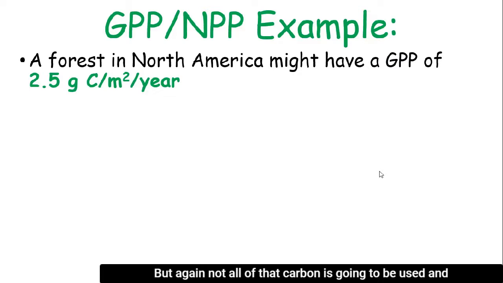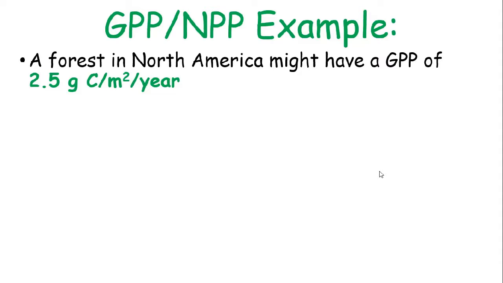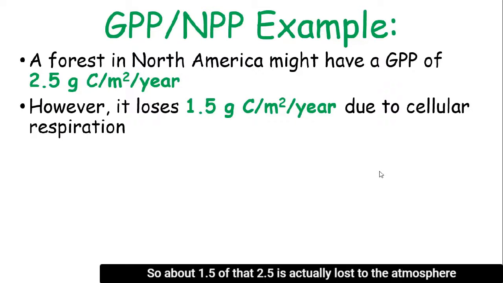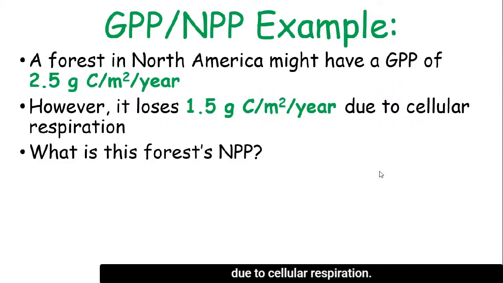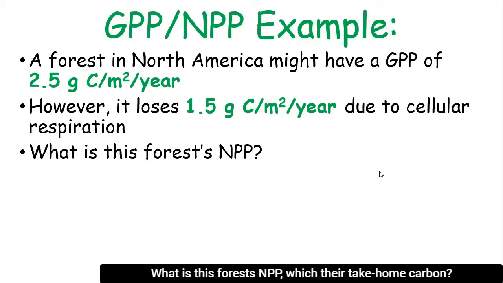But again, not all of that carbon is going to be used and stored in those trees. About 60% of that is going to be lost to cellular respiration. So about 1.5 of that 2.5 is actually lost to the atmosphere in the form of carbon dioxide due to cellular respiration. So how much is actually stored in these trees? What is their NPP? What's their take home carbon?